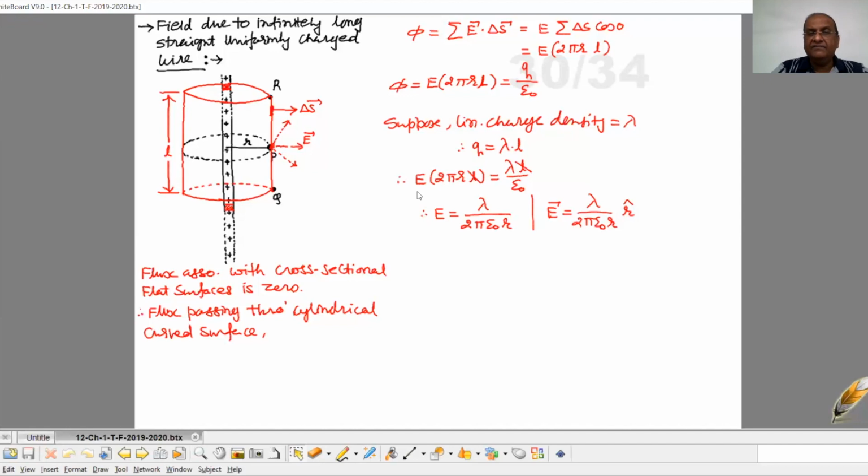So we can write E into 2 pi R L equal to lambda into L upon epsilon 0. L is cancelled. So E is lambda upon 2 pi epsilon 0 R. And in vector form, we can write E equal to lambda upon 2 pi epsilon 0 R into R caret, where R caret is the unit vector in the direction of the electric field. Clear to all of you?